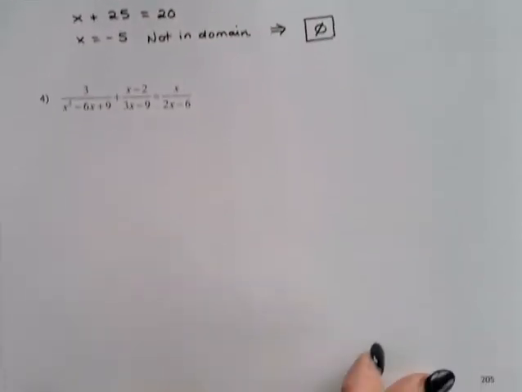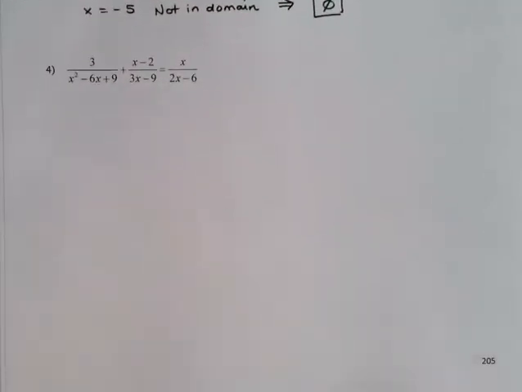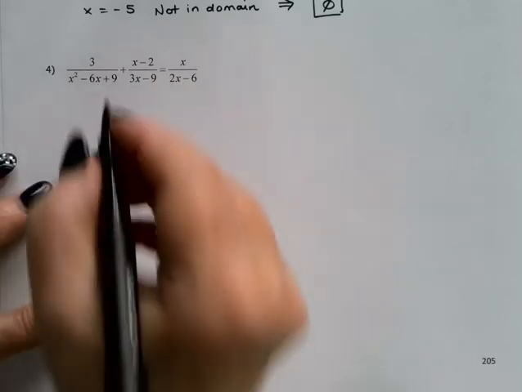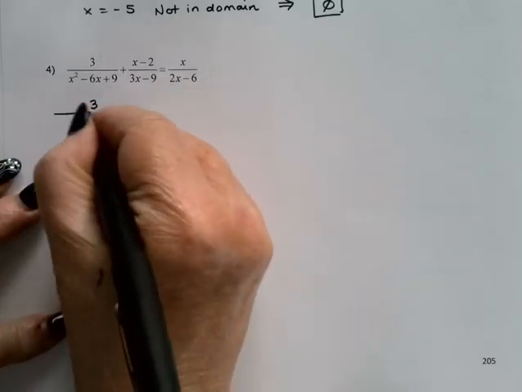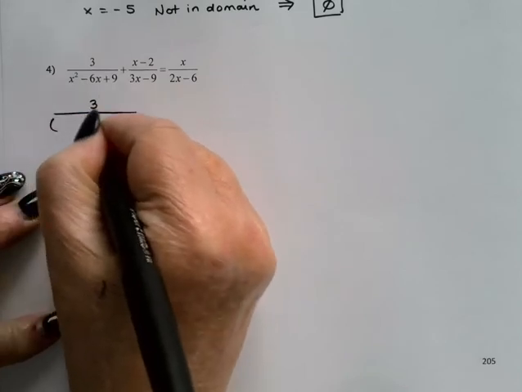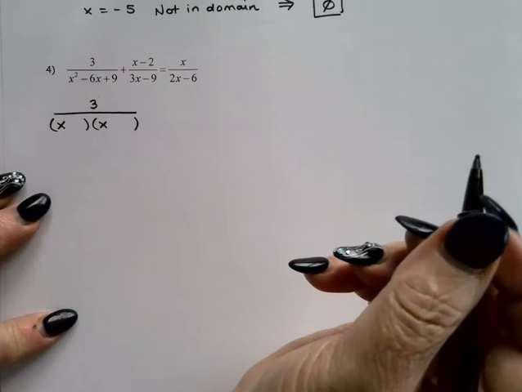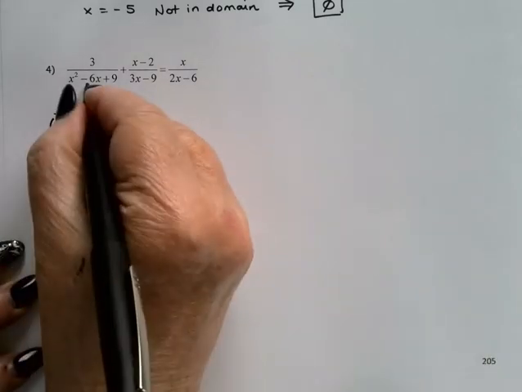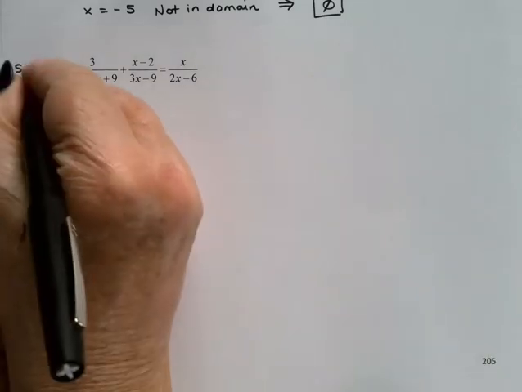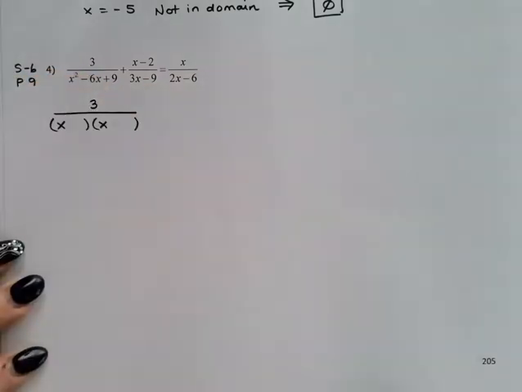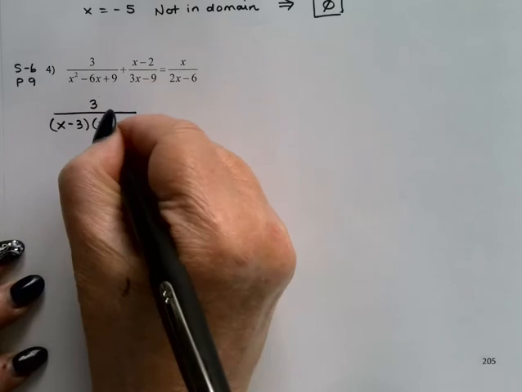All right, let's take a look at example 4. Looking at this, I definitely see things I could factor, so I'm going to do that first. A equals 1 in this trinomial, so I'm going to start it out with x times x. And then looking for a sum of -6, product of positive 9. I think negative 3 and negative 3 will do that.